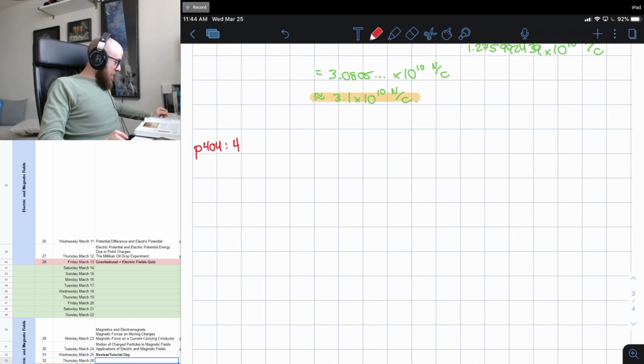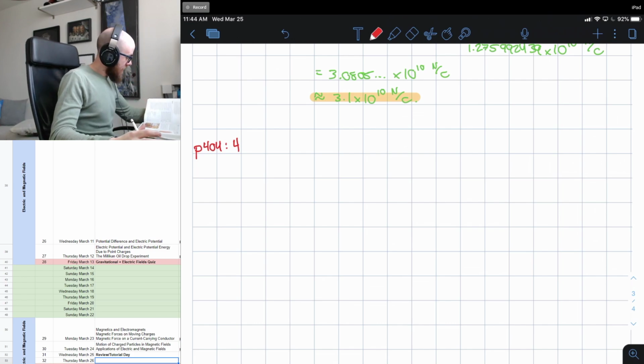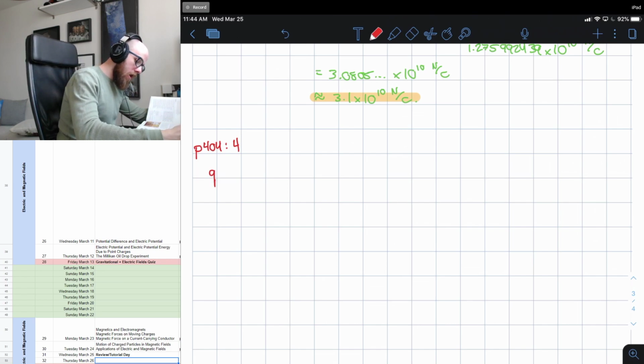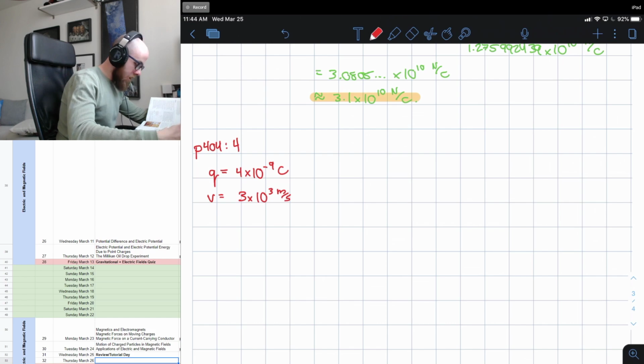Oh, something completely different. Okay, very well. We're into magnetism now. Okay, so a particle carries a charge of 4 times 10 to the negative 9 coulombs when it moves with a velocity of 3 times 10 to the 3 meters per second. The direction it travels in is east, 45 degrees north.